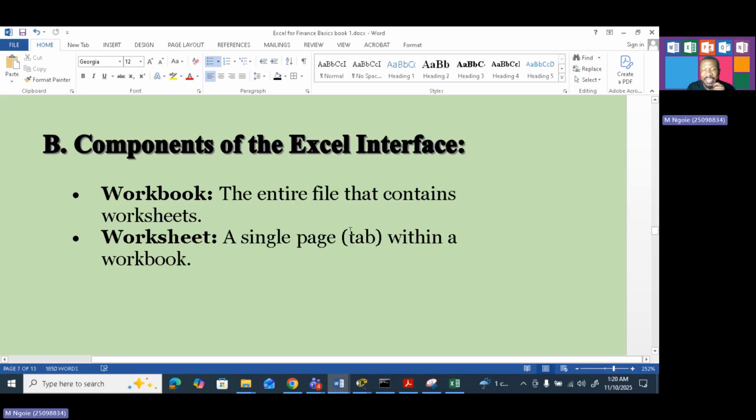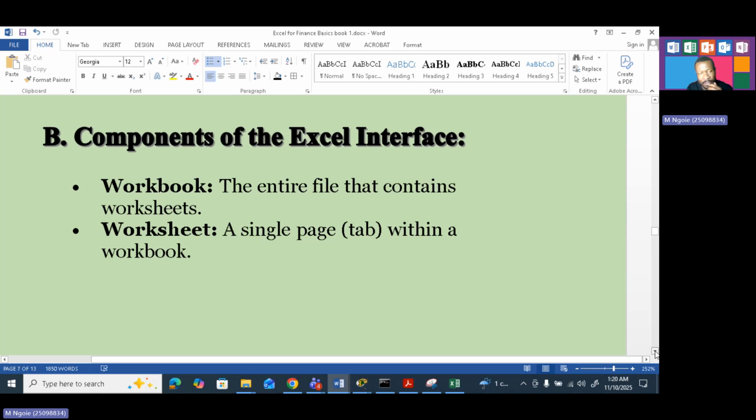So there's a workbook, the entire file that contains worksheets. And what is a worksheet? It's a single page within a workbook. A worksheet is a single page within a workbook.